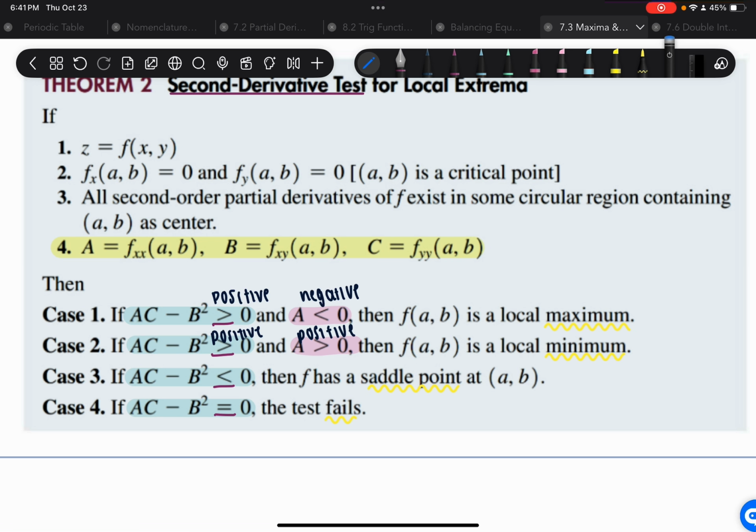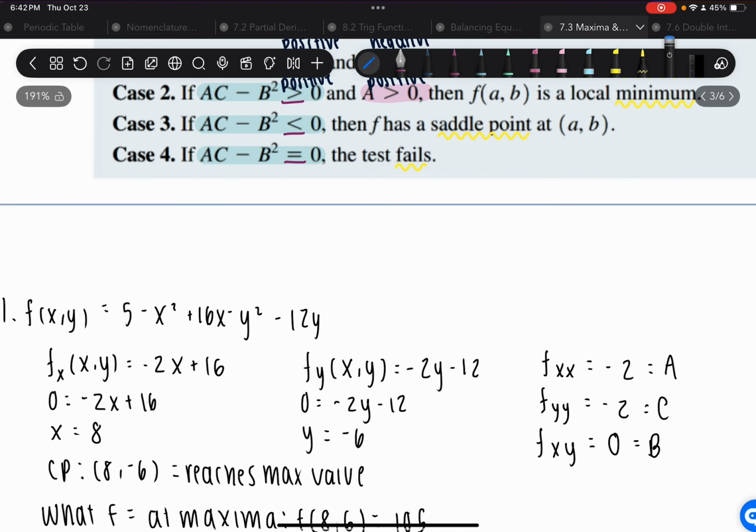So if we plug our values into this equation and we get a positive number, but our a, which is f of xx, is negative, then we have a maxima. If a is positive, then we have a minima. However, if we plug values into the equation and it's less than 0, then we have a saddle point. And if it equals 0, then the test fails. So let's look at some examples.